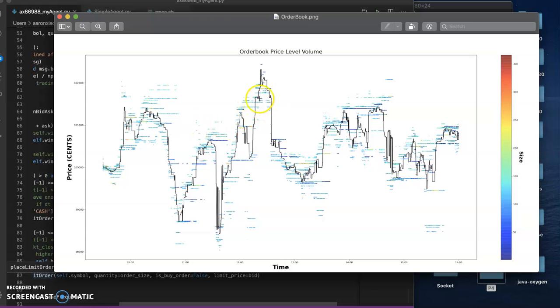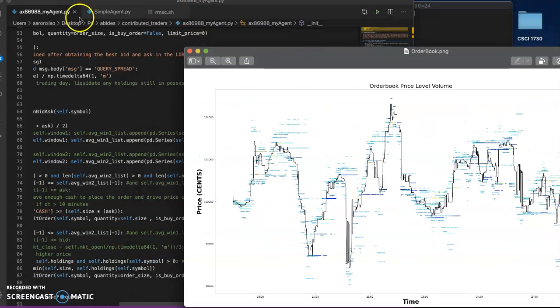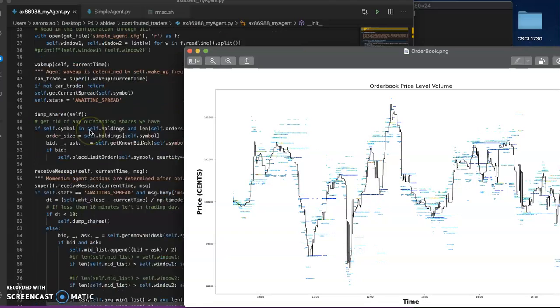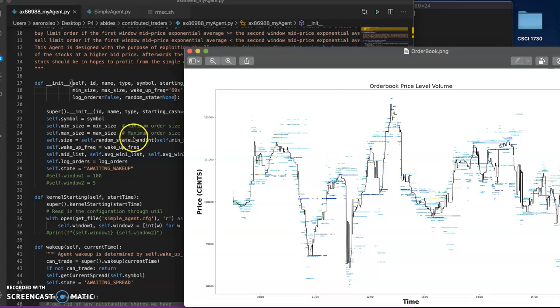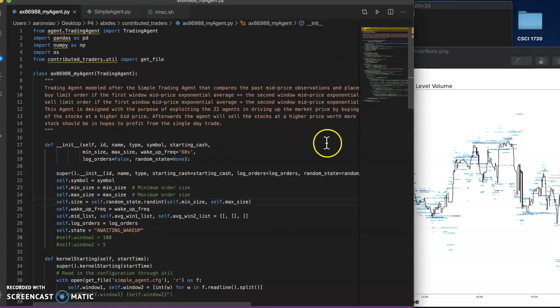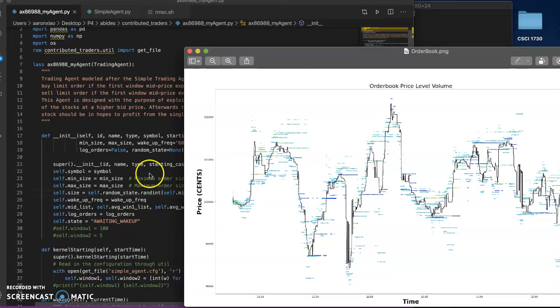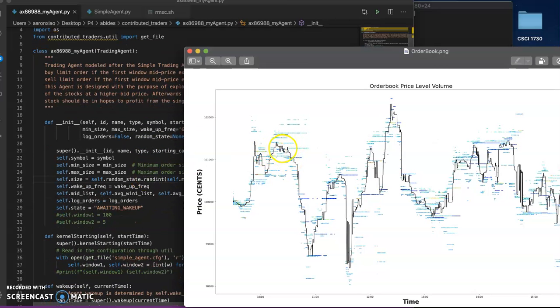One of the strategies I tried, but didn't work, was trying to target the peak areas for the order book price levels, or the peaks or dips, in order to place bids or sell stocks. To do that, I tried basing it off of the simple agent, how it compares price ranges from the previous wake up and the current wake up to determine what to buy or sell. I just did it twice, so it does one for the wake up price range for the time before and the current.